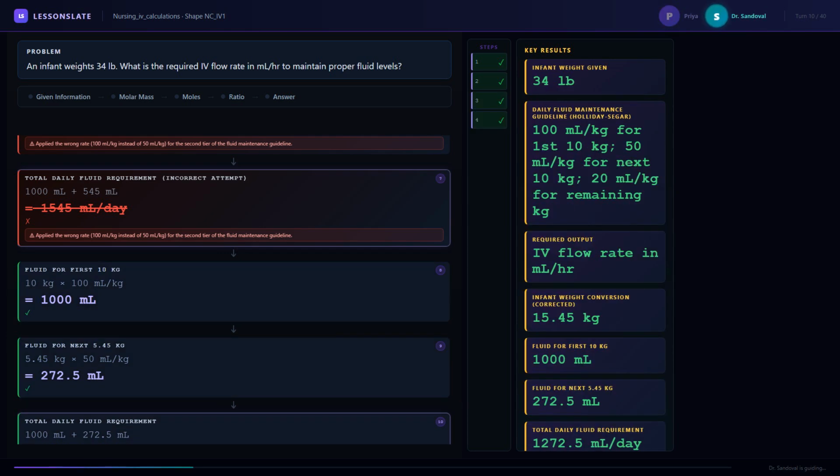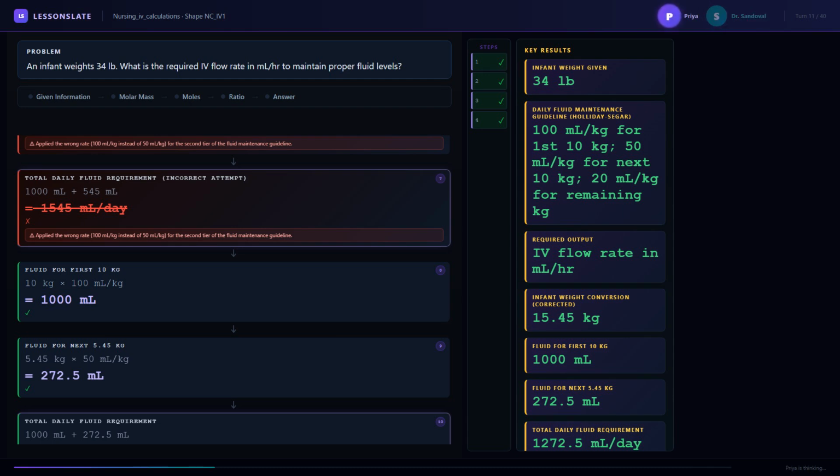Excellent, Priya. You've correctly applied the full Holiday CIGAR guideline for the infant's weight. The first 10 kilograms indeed gives 1,000 milliliters, and the remaining 5.45 kilograms at 50 milliliters per kilogram gives 272.5 milliliters. Adding those together, the total daily fluid requirement is 1,272.5 milliliters. That's a critical step correctly calculated. Now, the problem asks for the IV flow rate in milliliters per hour. How can we convert our total daily fluid requirement into an hourly rate?